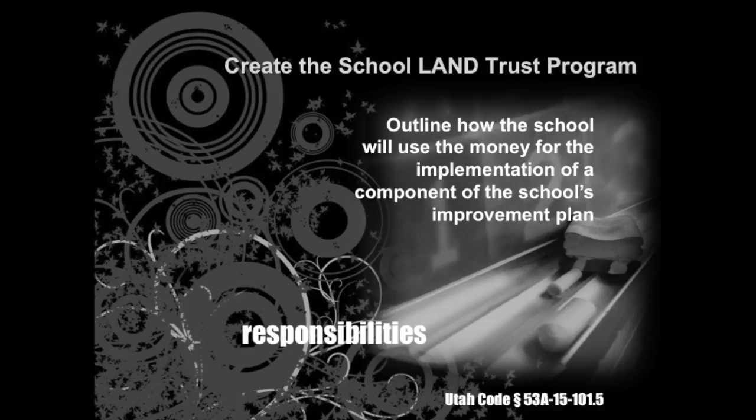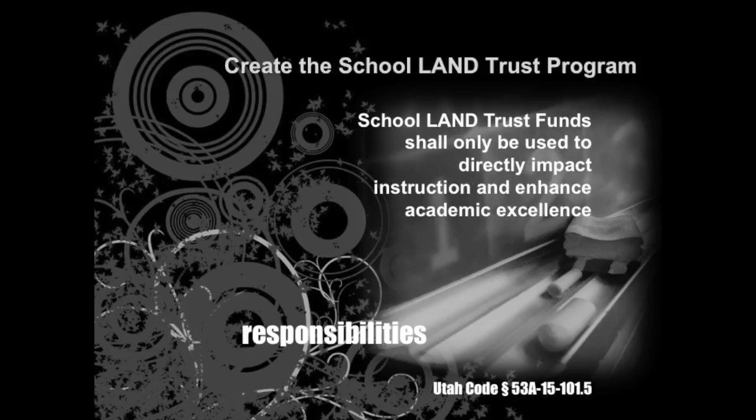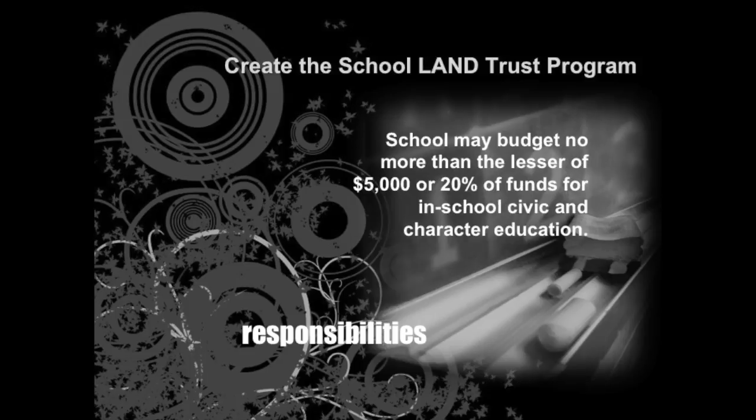The Board of Education gets the final vote overall. School land trust funds shall only be used to directly impact instruction and enhance academic excellence in reading, writing, mathematics, science, social studies, technology, fine arts, foreign language, and career education in high schools. Each school may budget and spend no more than the lesser of $5,000 or 20% of the annual allocation of funds for in-school civic and character education, including student leadership skill training and positive behavior intervention.